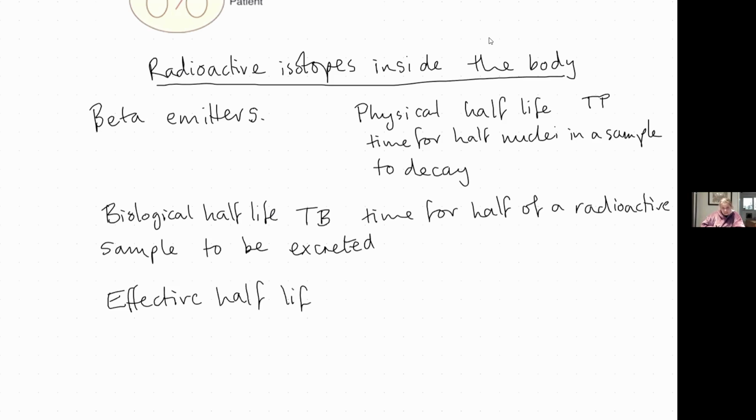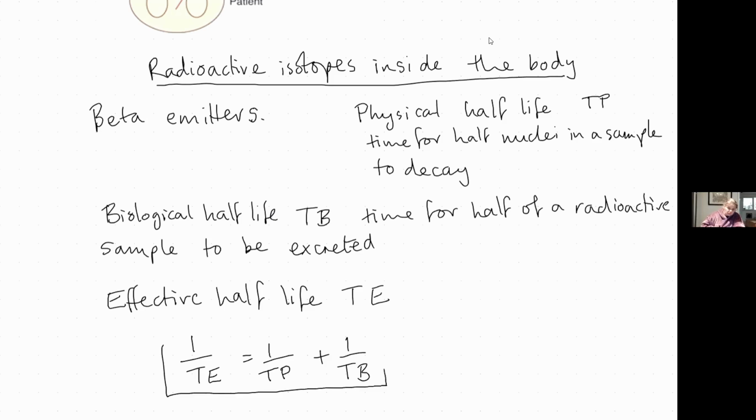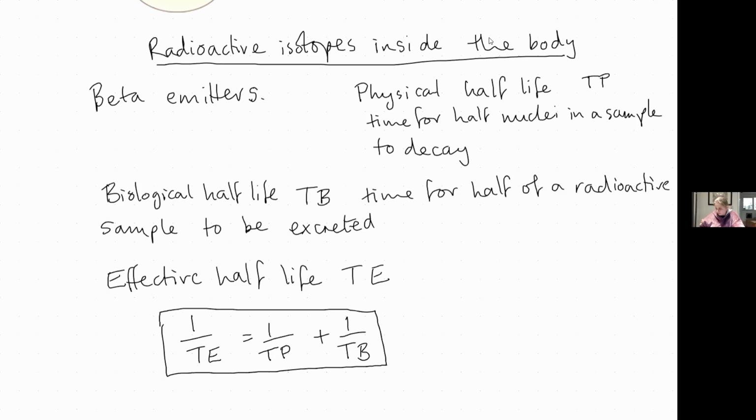And this is called TE for effective, and there's a link between the three. So 1 over TE is equal to 1 over TP, plus 1 over TB. Okay, and that's the definition then of the effective half-life. So you can see that we've got this added complication of the fact that biological systems have this tendency to clean themselves up. So basically it's not a closed system. The physical half-life is if it were a closed system. Okay, so now you know about that.